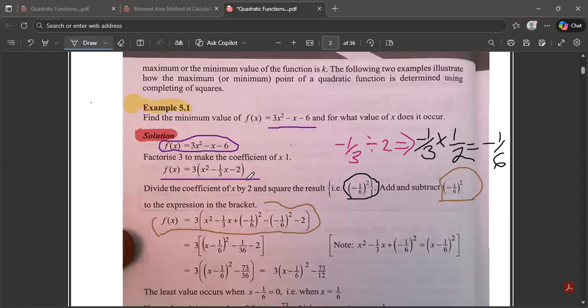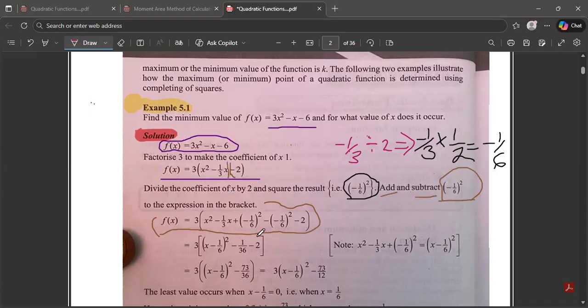So you come and pick the quadratic function again. When you pick the quadratic function just as it is, after the negative 1 over 3x, what comes? Negative 2. Yes. So before the negative 2 comes, you add and subtract negative 1 over 6 all squared. Are you seeing what I'm saying? Yes.